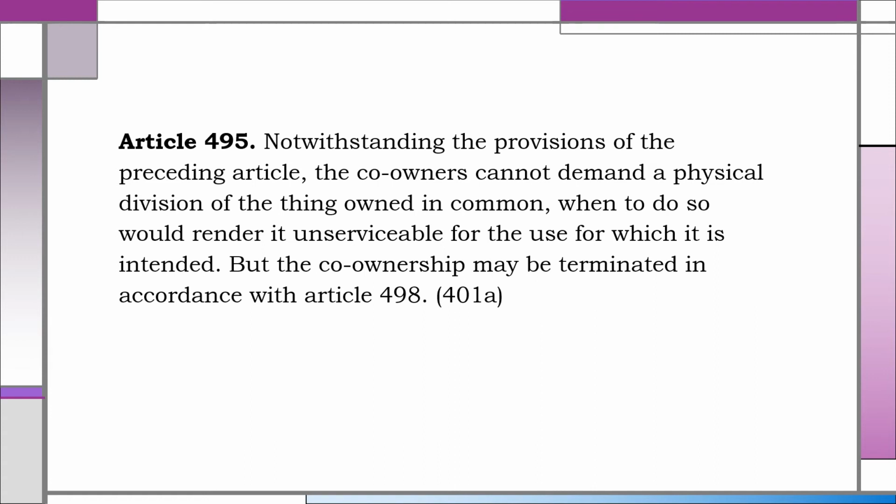A good example of this article would be the partition of an automobile owned in common. If to physically partition is not practicable, the co-ownership may end under Article 498. That is, the object may be allotted to one co-owner who shall indemnify the others, or if that is not practicable, it shall be sold and its proceeds distributed among the co-owners.